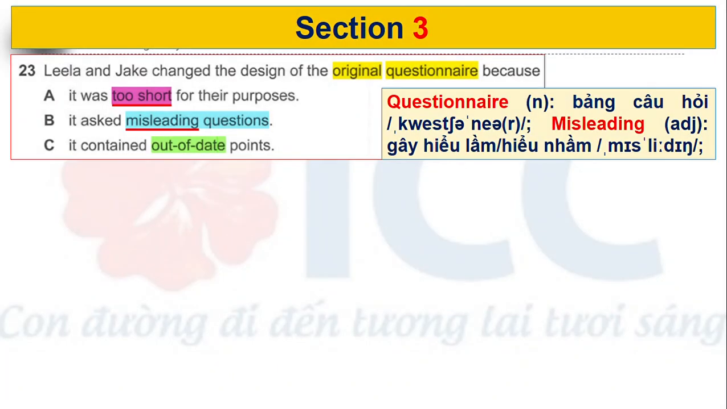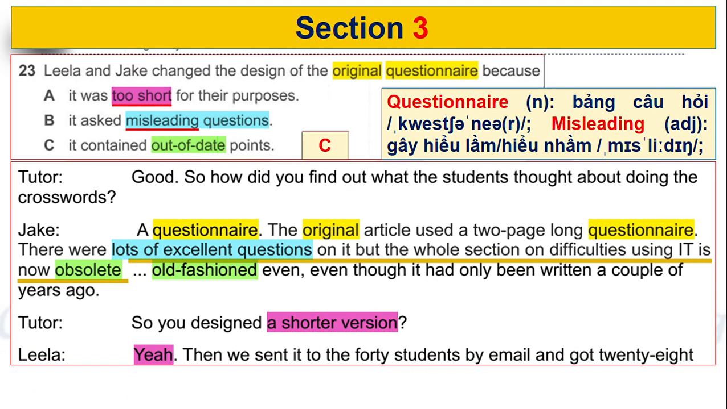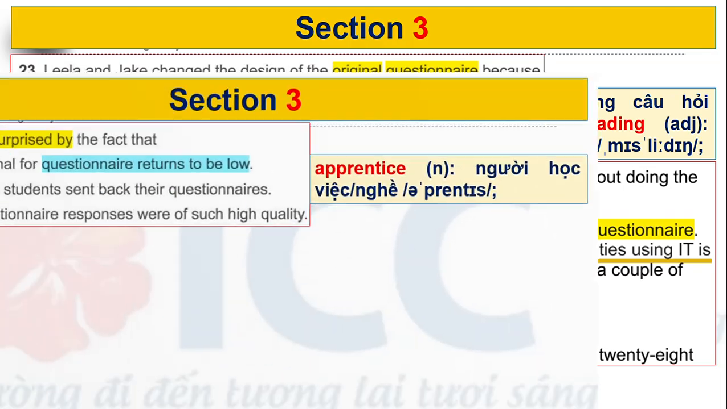A questionnaire. The original article used a 2-page long questionnaire. There were lots of excellent questions on it, but the whole section on difficulties using IT is now obsolete. Old-fashioned even though it had only been written a couple of years ago. So you designed a shorter version? Yeah. Then we sent it to the 40 students by email and got 28 replies.